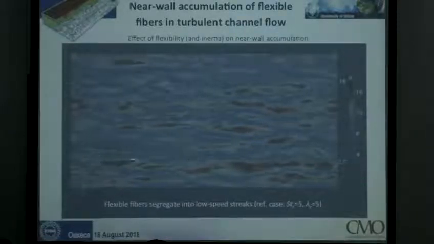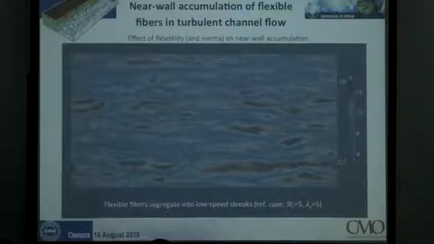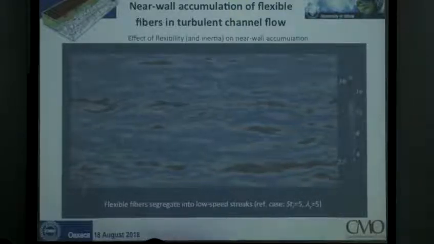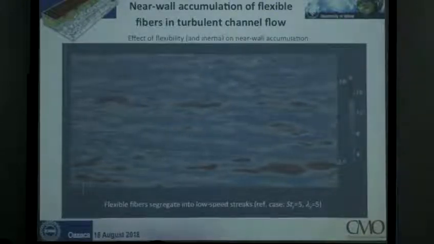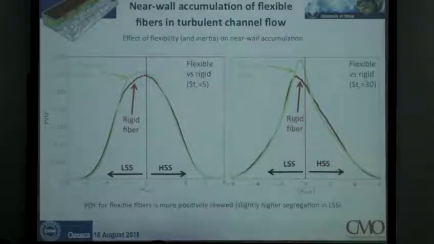So you can see, as we have heard already today, that there seems to be an accumulation in the low speed streaks near the wall, and this is in fact what we get. If you try to quantify this effect through some statistics, you can compute the PDF of the streamwise fluid velocity fluctuations seen by the fibers in the near wall region. Here I think we are considering only fibers within the viscous sublayer.